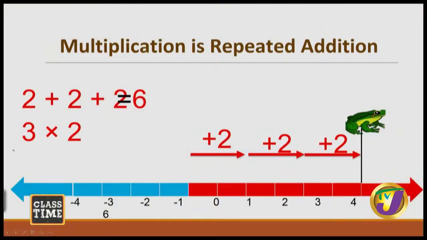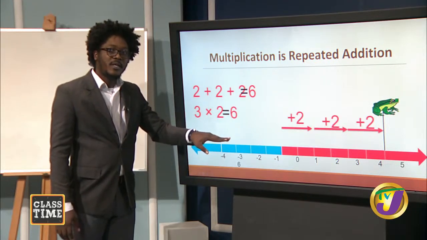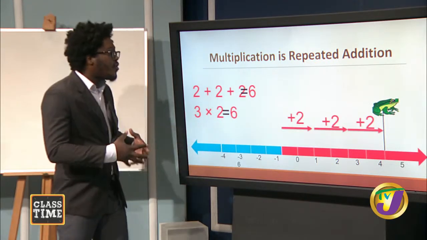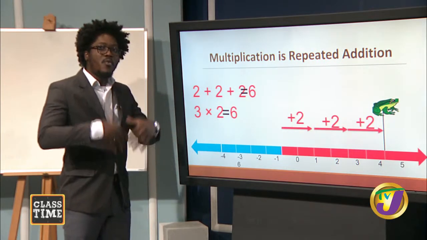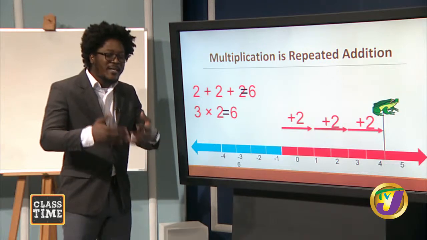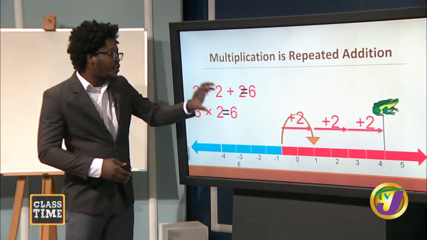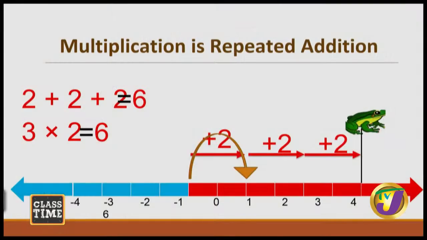Now, there's another way that we can write 3 groups of 2. And how we write it is how we've seen it on screen now: 3 multiply 2, and that would be equal to 6. So we realize that there is more than one way of expressing the same thing. So here we're adding 3 groups of 2, and here it's saying the same thing. We're adding 3 groups of 2. We just represent it a different way.